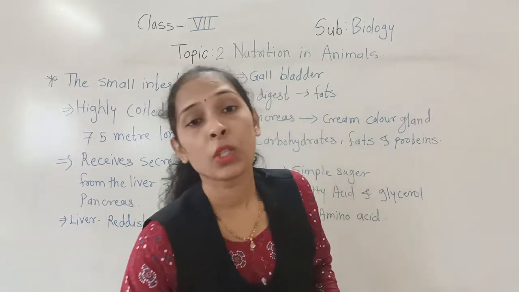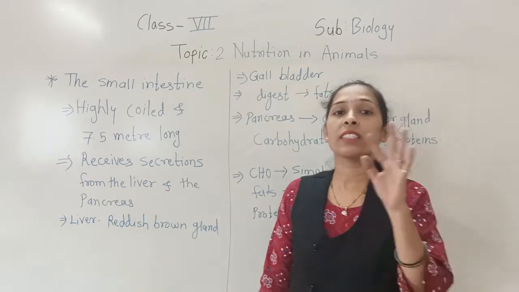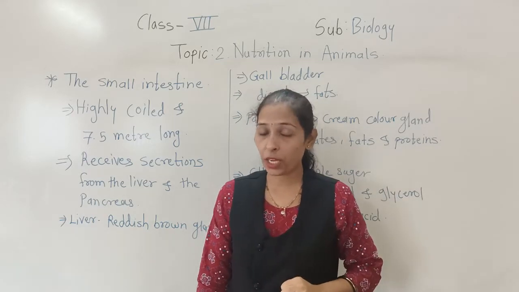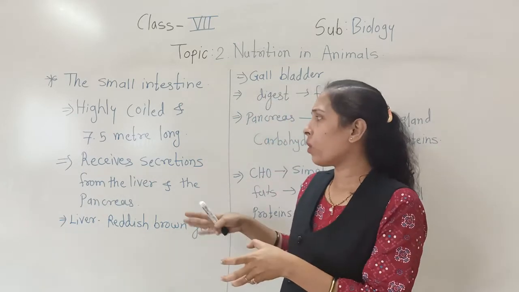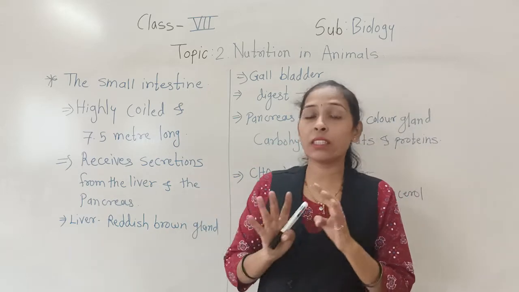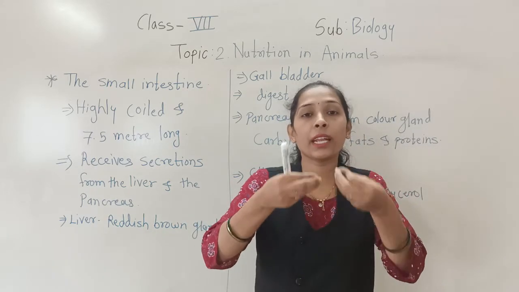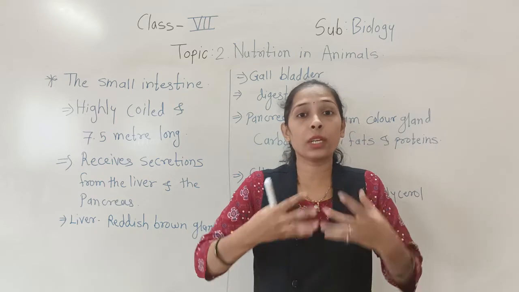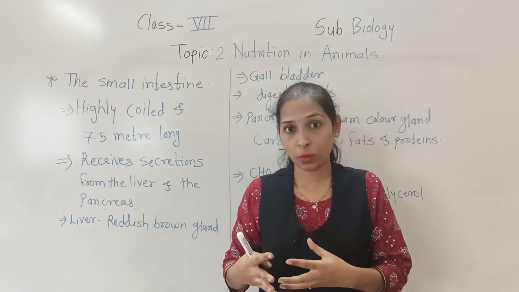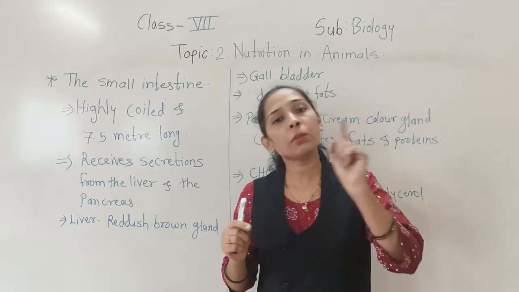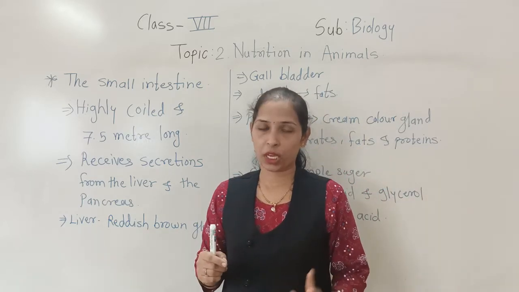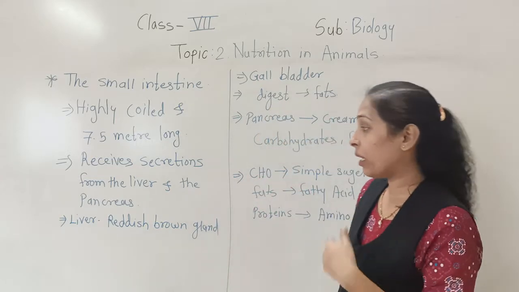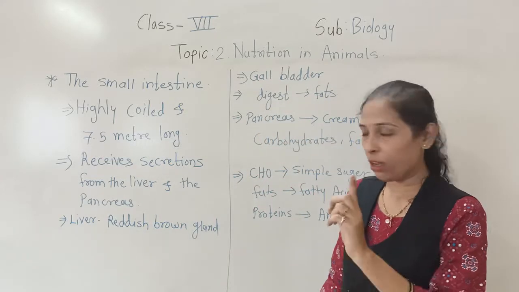Let's discuss. The liver and the pancreas are certain glands which are present in our body. Okay, and they are also part of the digestive system, but they do not take part directly in the digestion of the food. They do not take part directly in the digestion of the food, but they help to digest the food. Okay, so let's discuss the liver and the pancreas.